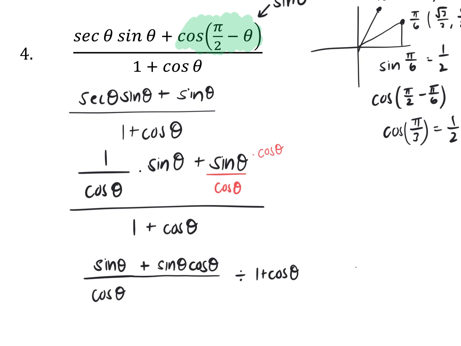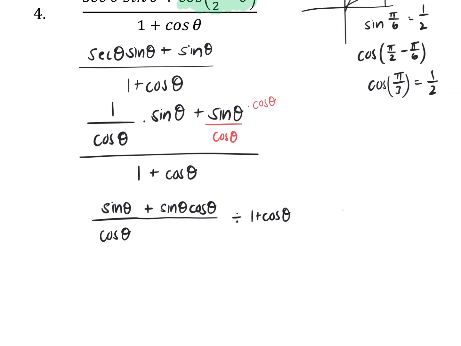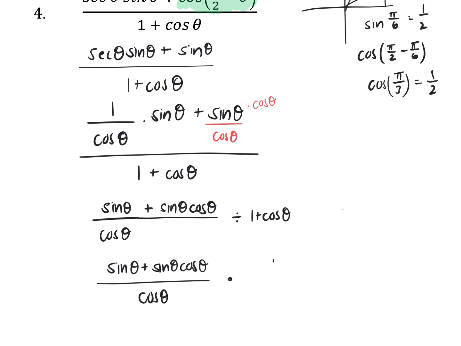So dividing by 1 plus cosine is the same thing as multiplying by what? One over 1 plus cosine, right? So I'm going to rewrite this whole thing up top: sine theta plus sine theta cosine theta over cosine theta, and that's times 1 over 1 plus cosine theta. Pause for a second. Make sure that you guys see where all of that stuff came from.